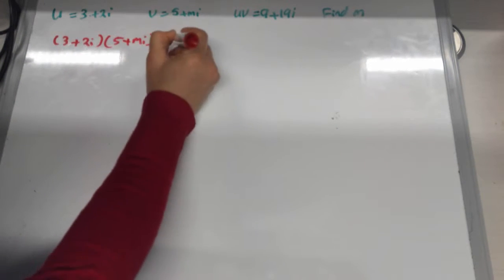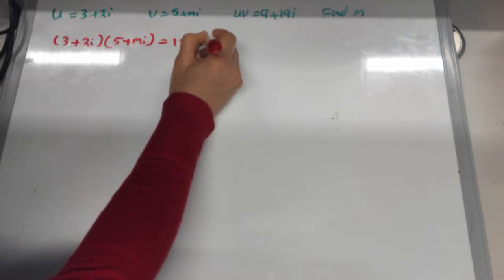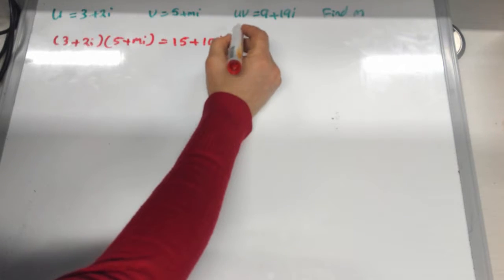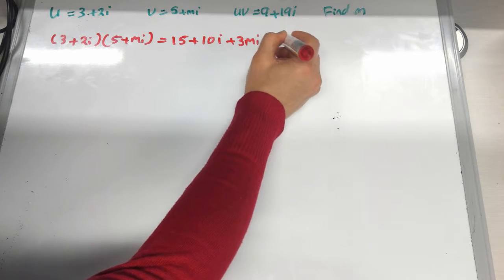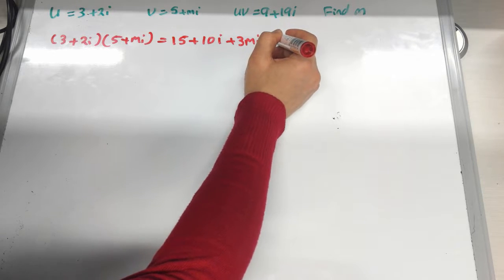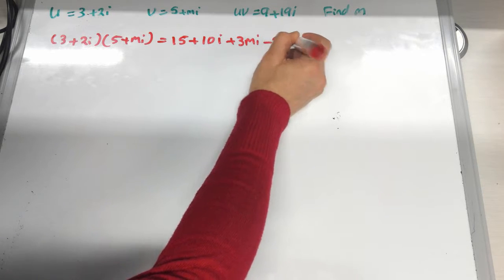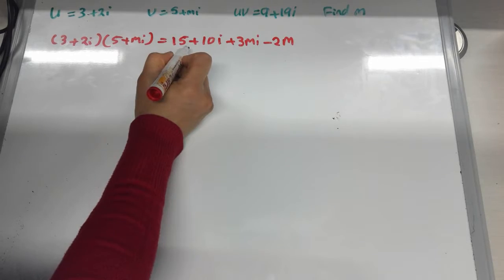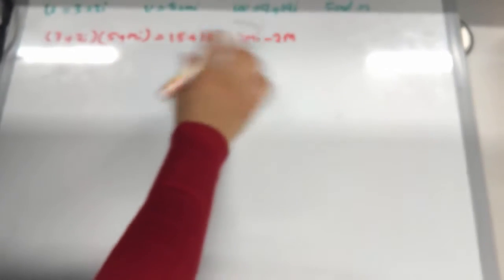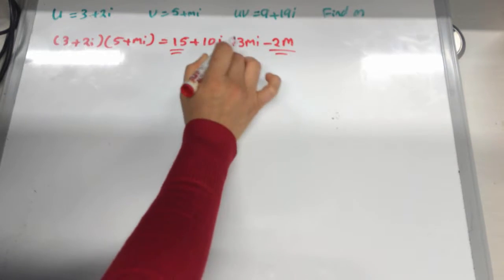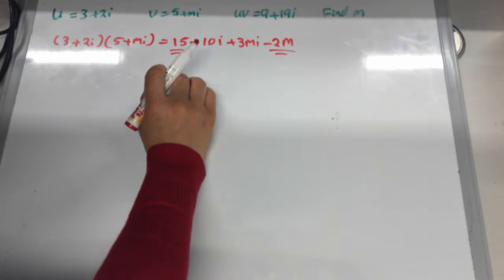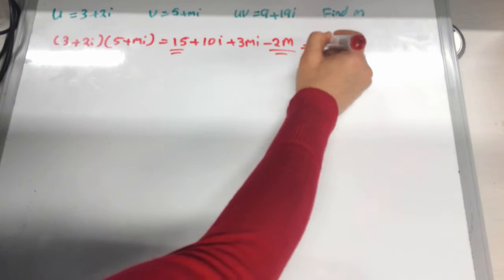Then you expand as normal, so we'll have 15 plus 10i plus 3mi minus, because i times i is -1, so minus 2m. Then we simplify here, so we put the two real parts together and the two imaginary parts together. Now that's equal to 9 plus 19i.